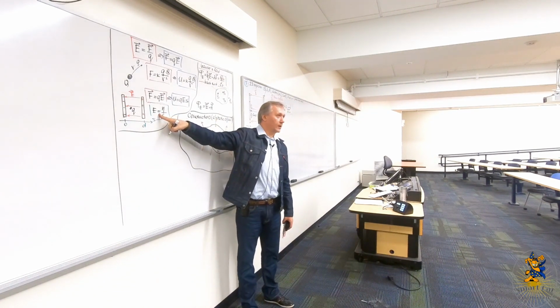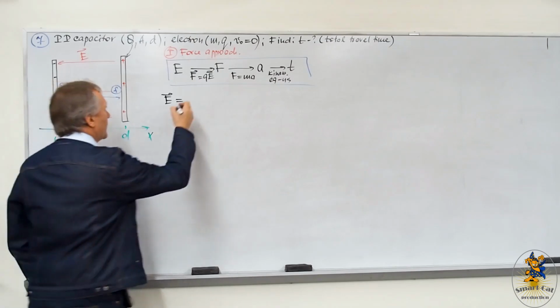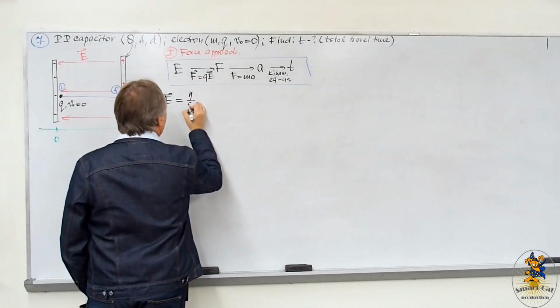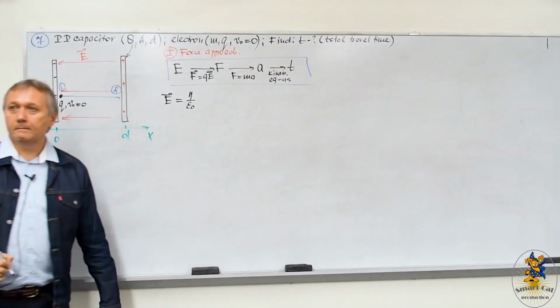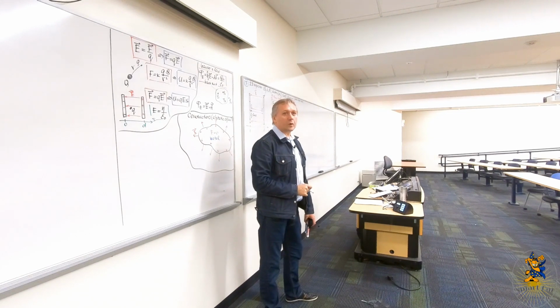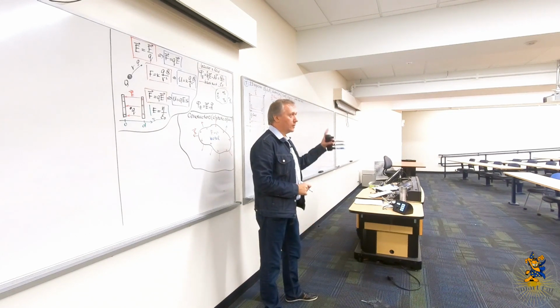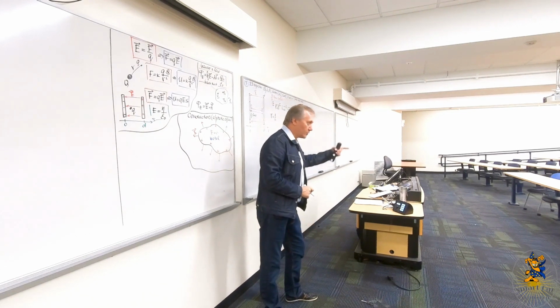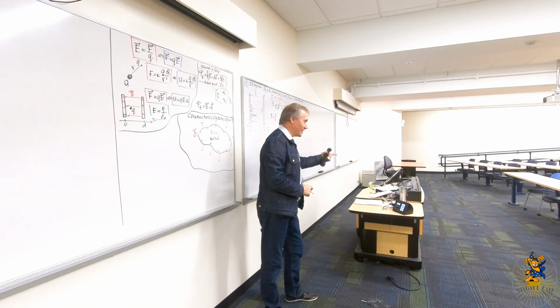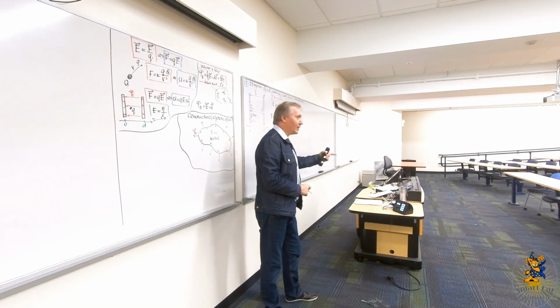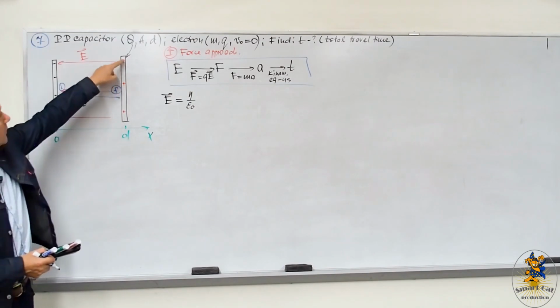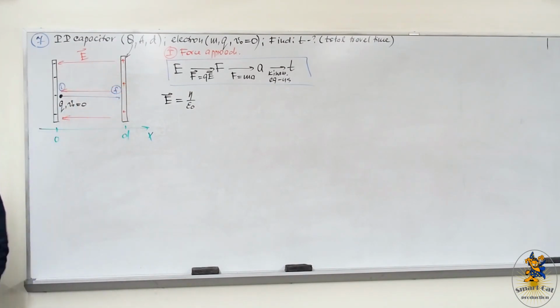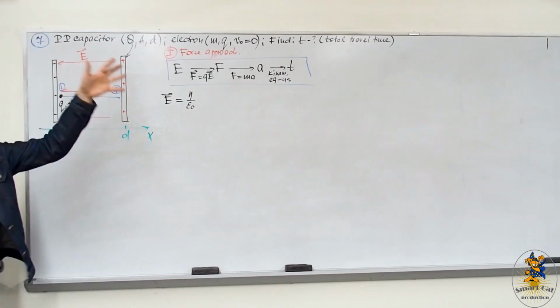Eta over epsilon naught. Eta is what? It's a surface charge density. Right, the amount of charge per unit area of an electrode. Okay, this electrode, usually positive electrode.